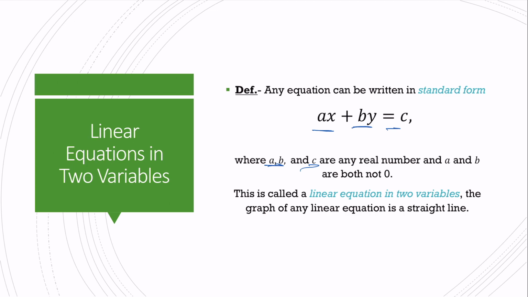And this is called a linear equation in two variables, and the graph of any linear equation is a straight line. So we might have lines that look like this or this. They could be vertical lines or horizontal lines, and we're going to talk about that as this PowerPoint goes on.